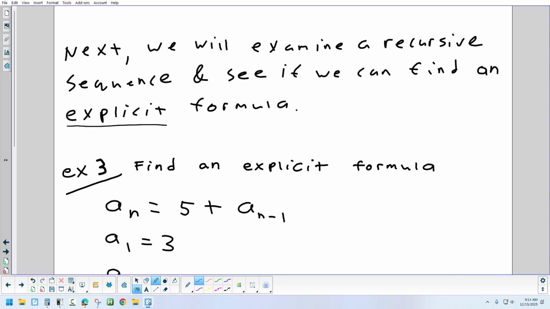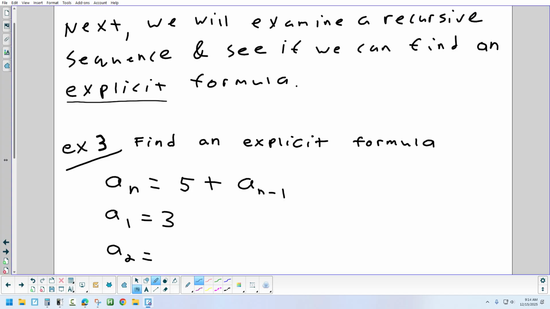All right, so now I'm going to give you a recursive formula, and I want to see if we can change it to explicit. You're adding 5 over and over. Okay, that's the pattern. You add 5 to the one that comes before to get the one that you want. The number that you're adding over and over is going to be part of the explicit formula.